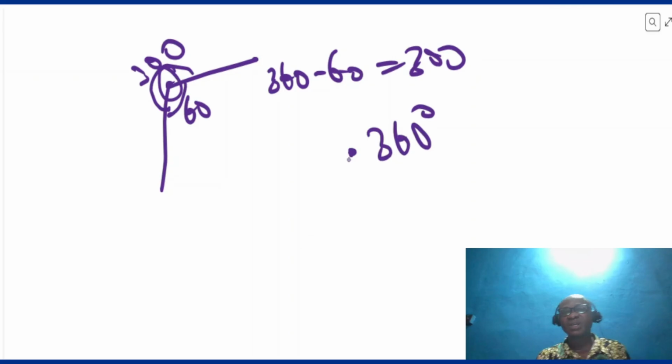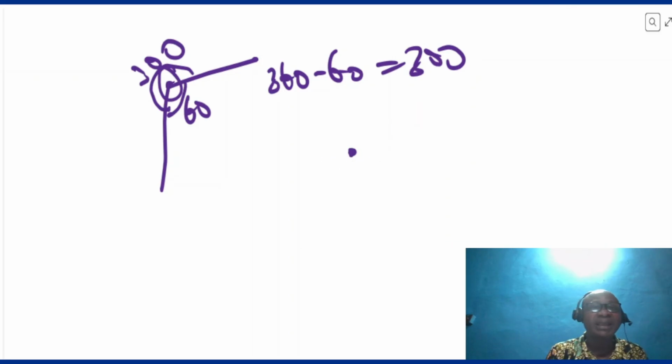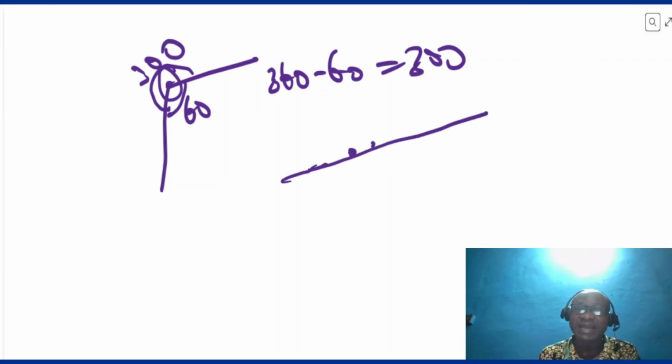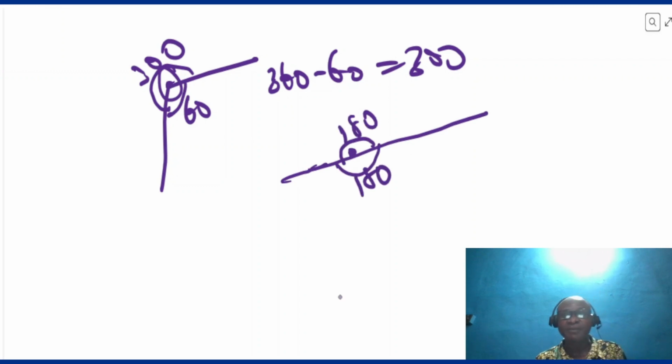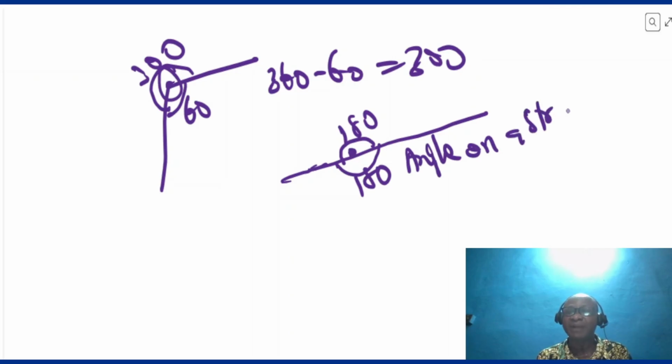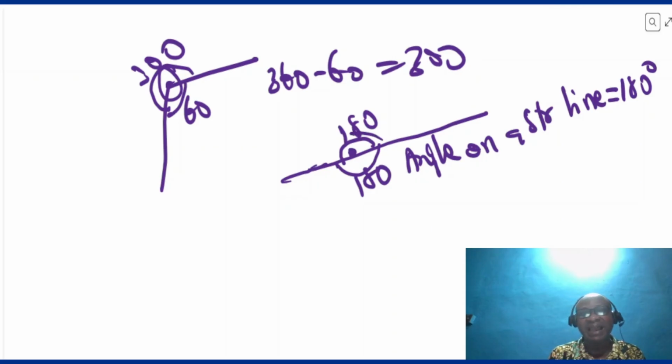Take note of that. If I come to this point now, this dot, and I draw a straight line through it, it means that this side is 180. This side also is 180. Are you following me? Yes, sir. We call it angle on a straight line. You must have heard about it. Angle on a straight line is always equal to 180. So if this is a straight line, it is 180. This side also is a straight line, it is 180. So all round it is 360. Does it make sense? Yes, sir.